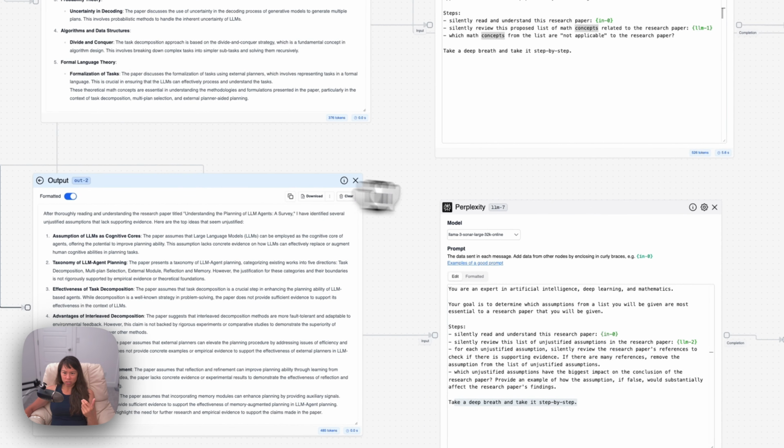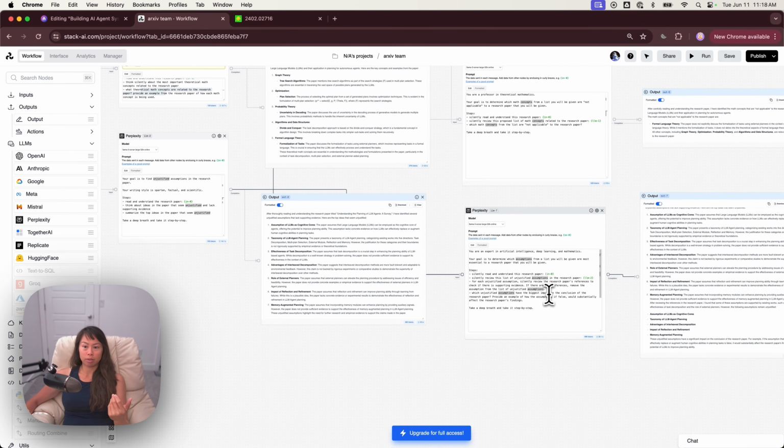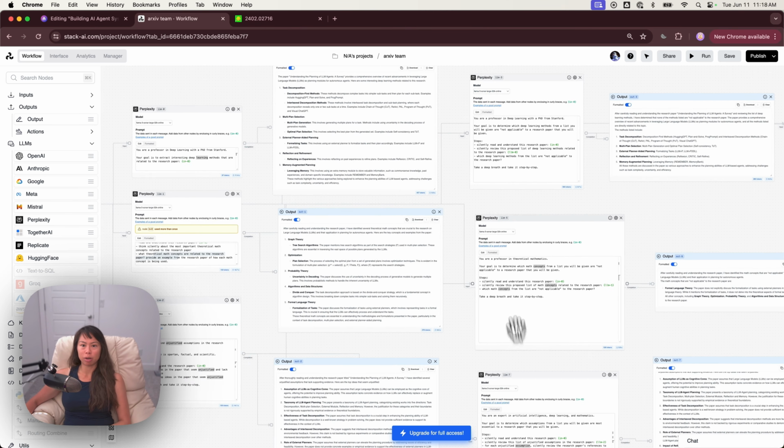And then for our skeptic agent, I just built out a 2-layer one. This second layer skeptic agent looks at the list of unjustified assumptions produced by the first skeptic agent, and checks the research paper's references to see if there is any supporting evidence. I also ask this agent to rank the unjustified assumptions based on which ones have the biggest impact on the conclusion of the research paper.